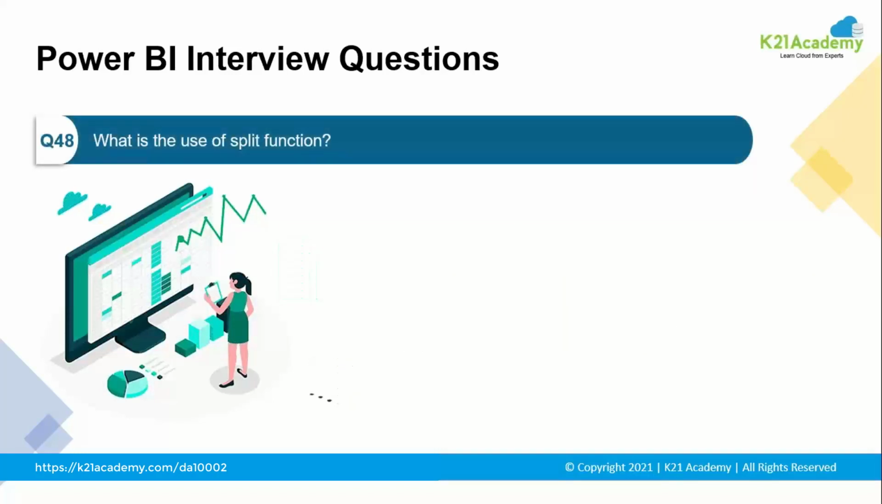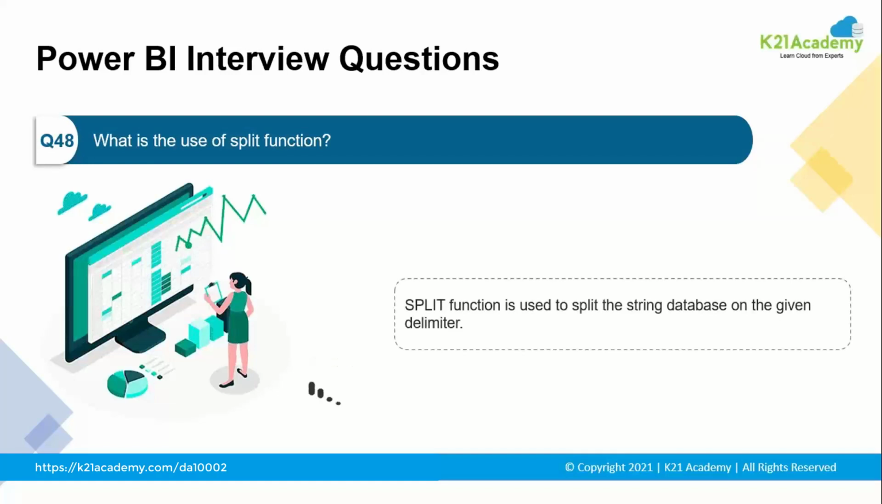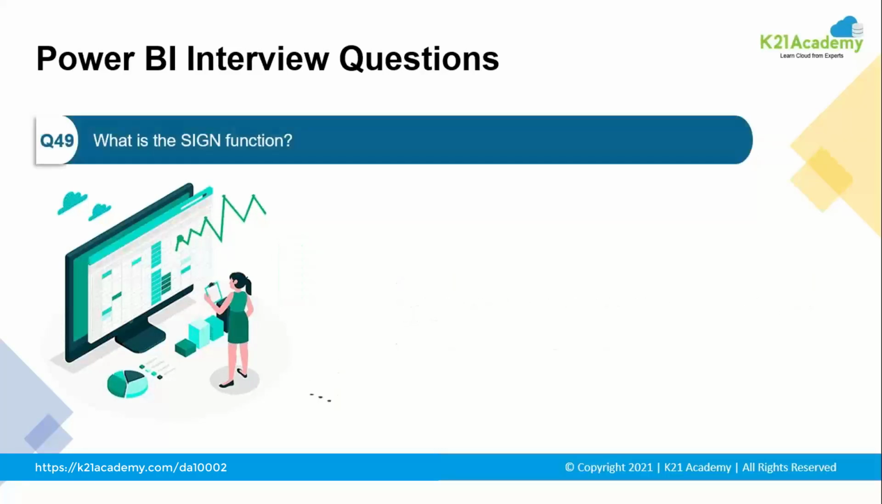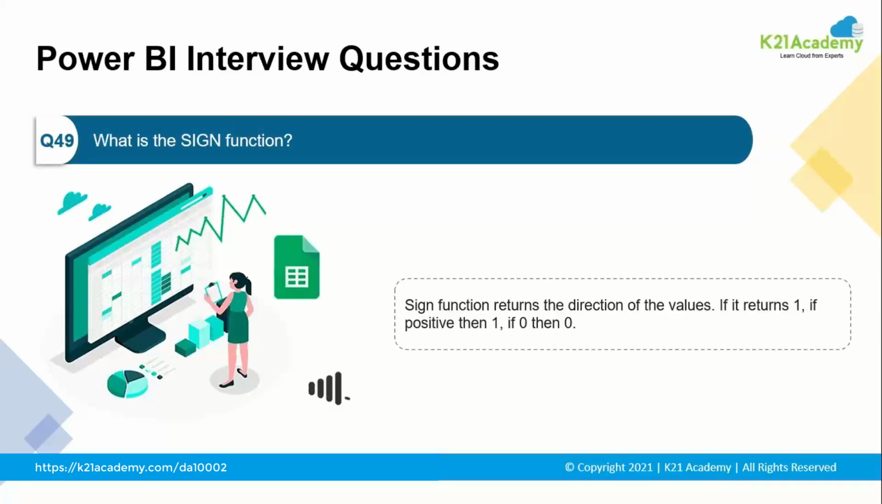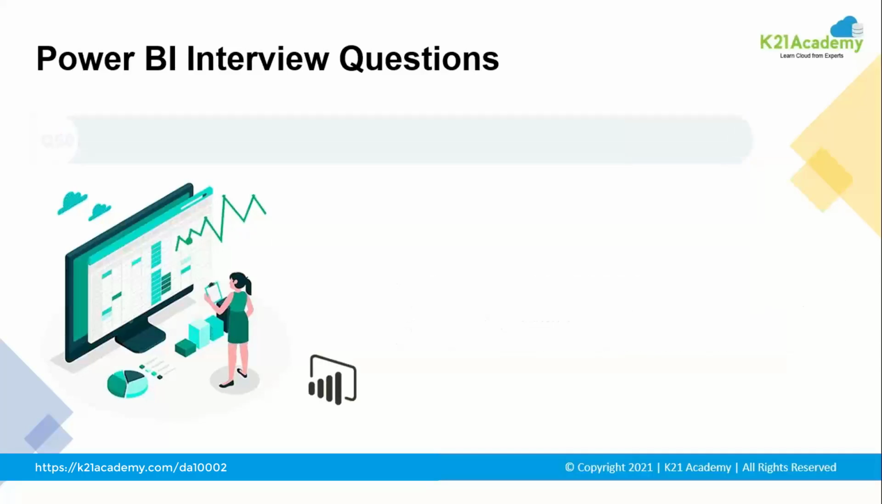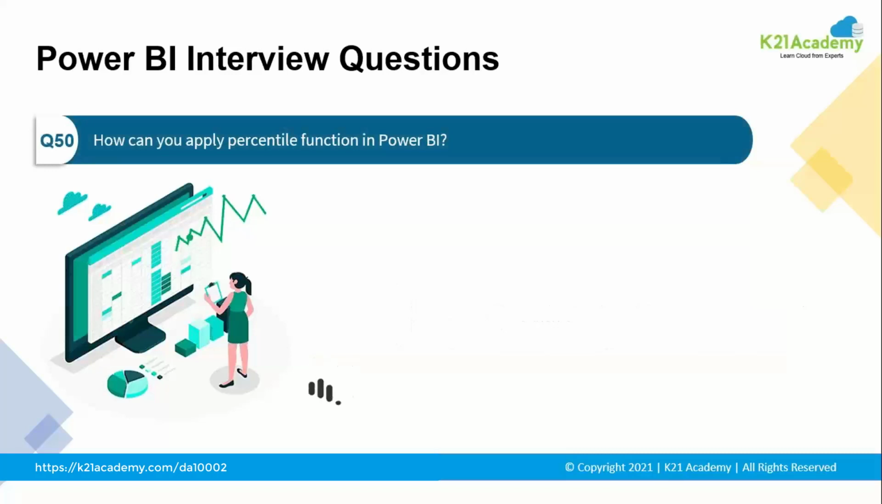Moving on to the next one, what is the use of a split function in the Power BI? Okay, the split function is basically used to split the string database on a given parameter. Okay, so I can split up whatever the database I have or whatever the values I have and then provide it to the visuals. Now coming down to the next one, what is the sign function? Well, sign function returns a direct value, it returns 1 if it's positive and 0 if the value is negative.